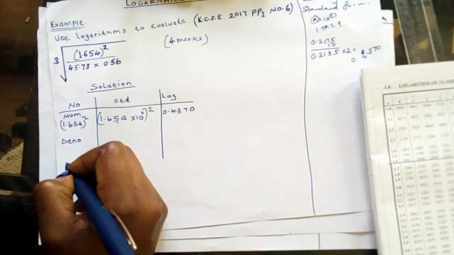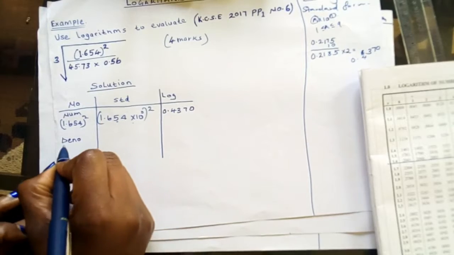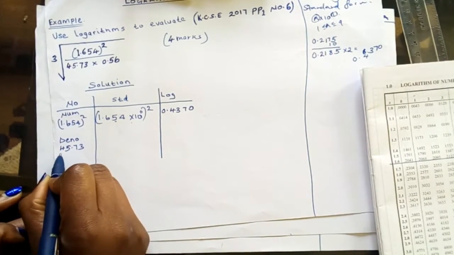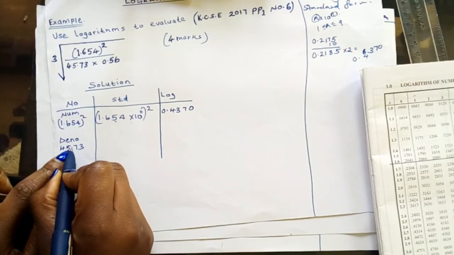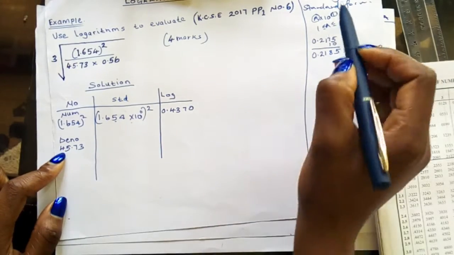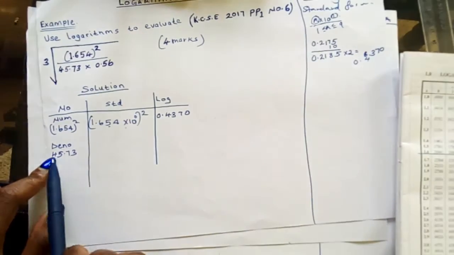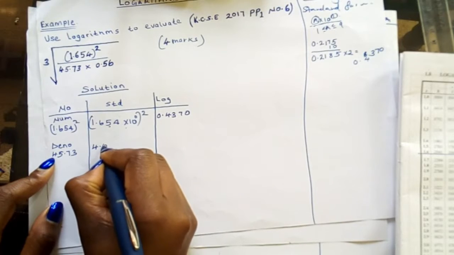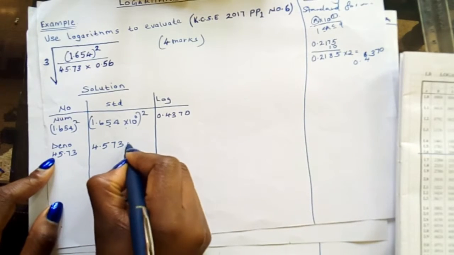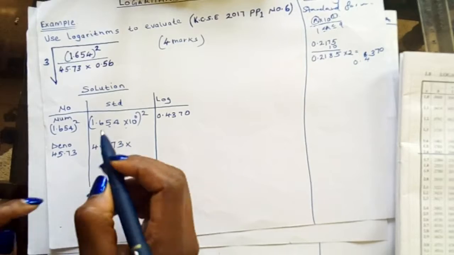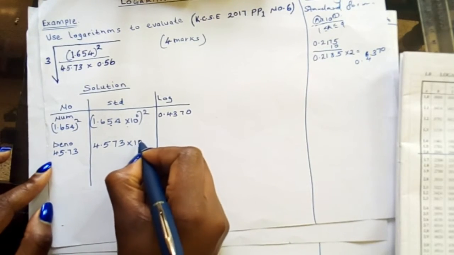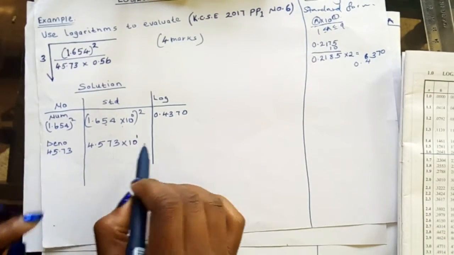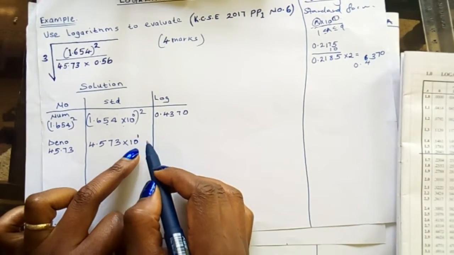We look at the denominator where the number is 45.73. The number before the decimal point is not in this form, so we are going to write this one in standard form. We shall have 4.573 times, because we are moving towards the left side, 10 power 1.